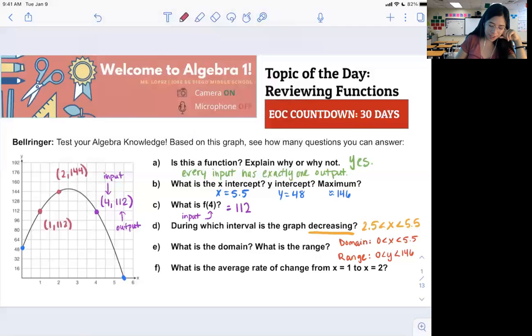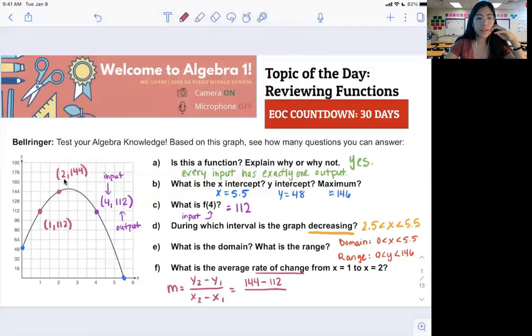So average rate of change, we know we're looking for rise over run, or you can use the very famous formula that maybe you forgot, but now we're gonna remember. M equals Y2 minus Y1 over X2 minus X1. And all you gotta do is take those two numbers and plug everything in. So here's my first point. Here's my second point. I go to my second point and I'm plugging in the Y value. So Y2 would be 144. Y1 would be 112. X2 would be 2. X1 would be 1.